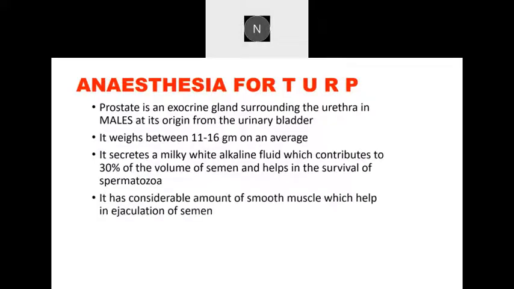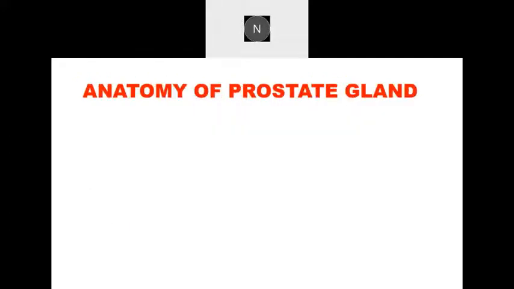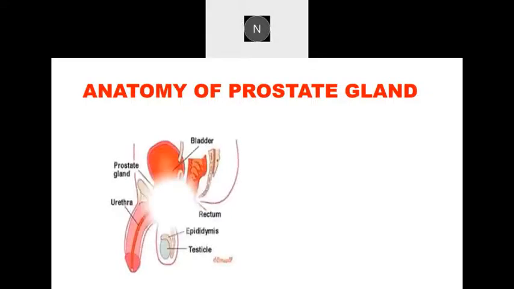It has a considerable amount of smooth muscle which helps in ejaculation of the semen. So the ejaculation of the semen occurs because of the smooth muscles in the prostate gland. So these are the two important functions in the adult male that are done by the prostate gland. Now, anatomy is situated here.